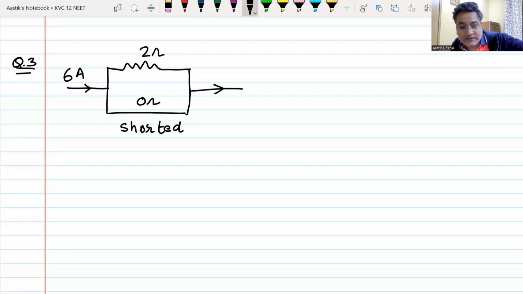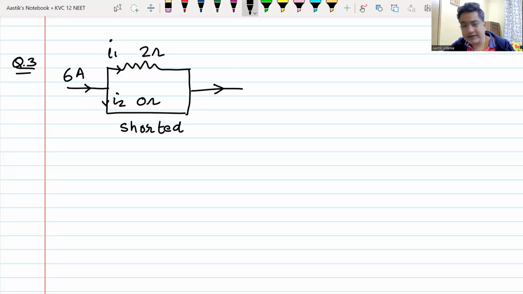Now what happens if the circuit is shorted? What happens if the circuit is shorted or you connect it like this? What will be the current in this branch if I call it I1? And what will be the current in this branch if I call it I2? This is known as shorting of the circuit. I'll give you 2 minutes to give me the answer.